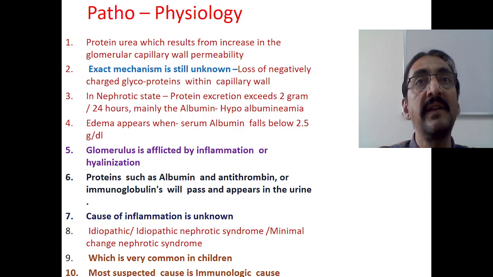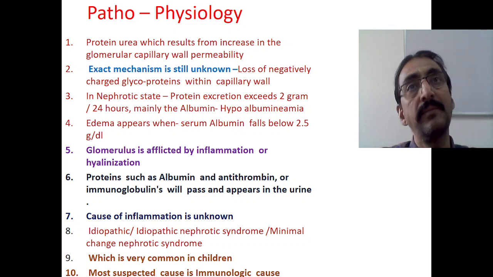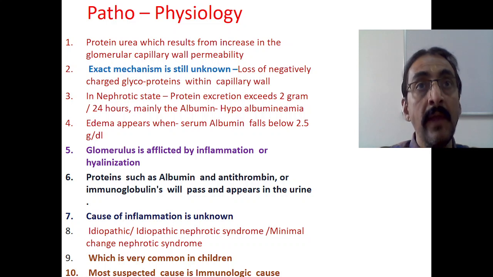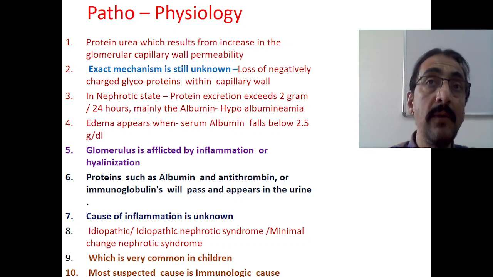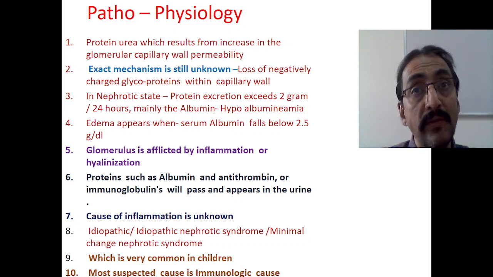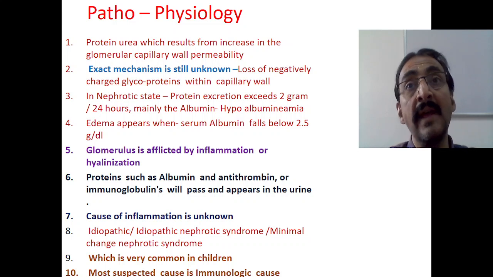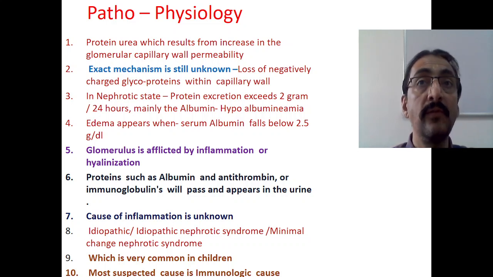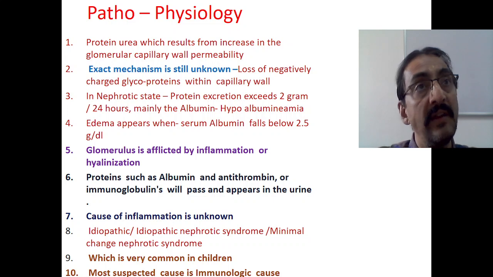This type of presentation is very common in children. Although it is said to be an idiopathic condition and the cause is not known, an immunological cause has been attributed. That means there is some immunological injury happening to the glomerular filtration area or glomerular endothelium, and because of that injury this damage probably takes place, and because of the damage the permeability of the protein increases and more proteins are lost in the urine. This is the most accepted hypothesis regarding minimal change nephrotic syndrome.